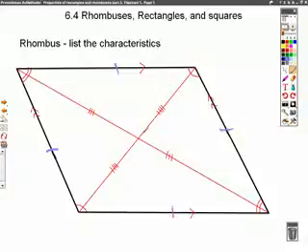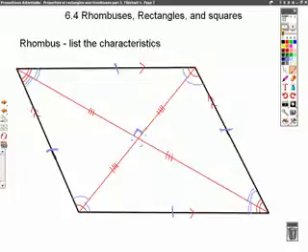A couple other things that we need to note. The diagonals of a rhombus will intersect at a right angle. So all 4 of these angles right here are 90 degrees. And the last thing we know about a rhombus is that the diagonals are actually angle bisectors. In other words, this big angle and this big angle are the same, and those are the same right there. Also, this guy right here has been cut in half, and that guy right there has been cut in half as well.